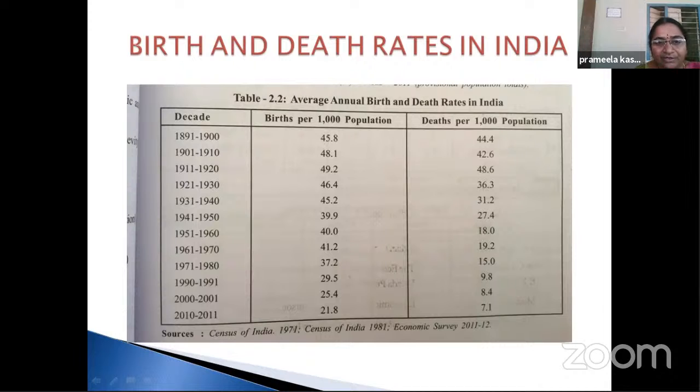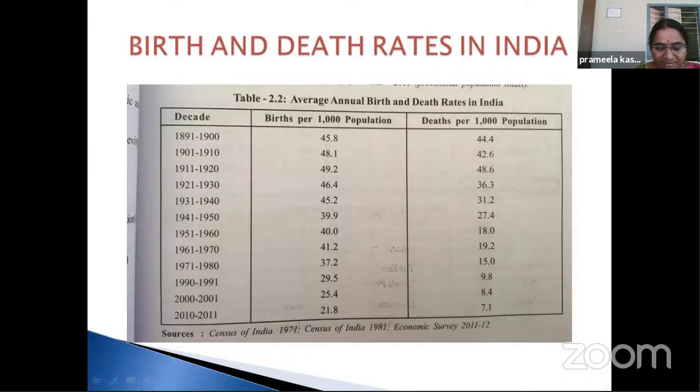So from 1901 to 1921, we can find that it increased from 46 to 49 per thousand, and the death rate increased from 44 to 49. So we can find the growth in both birth and death rates in the first decade. We can find high birth and high death rates, with the population almost remaining stagnant in the first phase. Next, if we go to the second phase, 1911 to 1920, the birth rate was 49.2 and the death rate was 48.6.